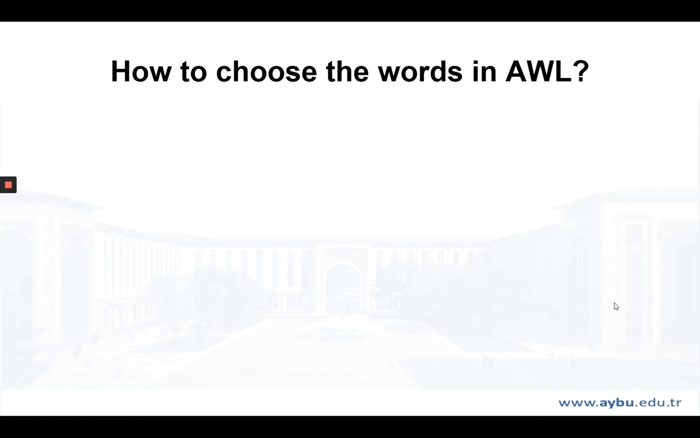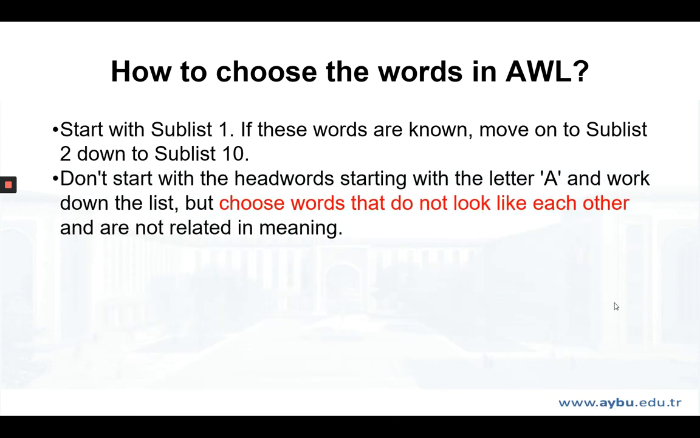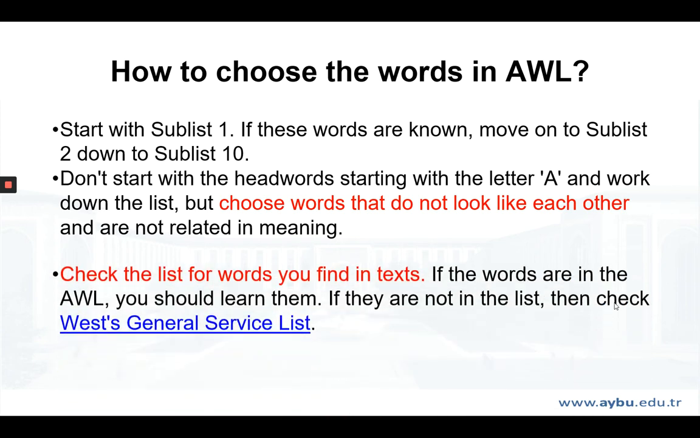How to choose the words in academic word list? Start with sublist 1. If these words are known, move on to sublist 2, down to sublist 10. Don't start with the head words starting with the letter A and work down the list. In other words, don't go in alphabetical order, but choose words that do not look like each other. This is to avoid confusion.